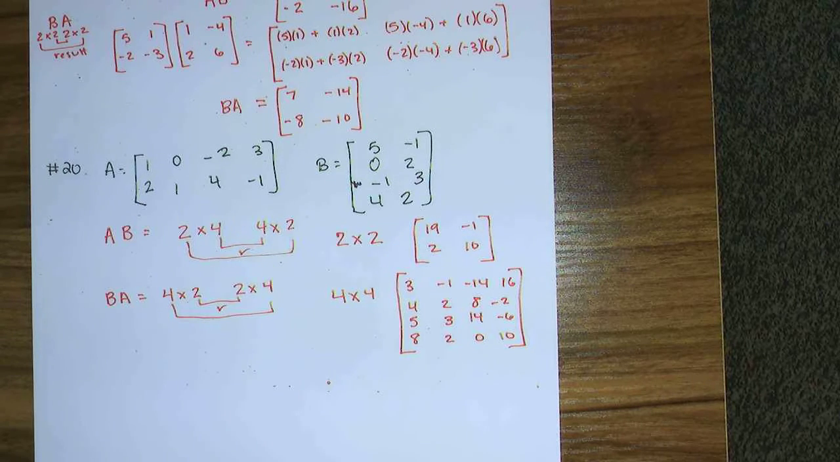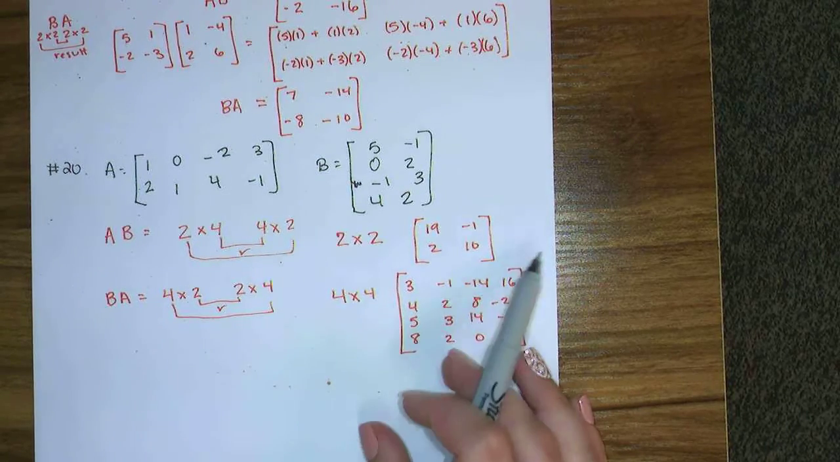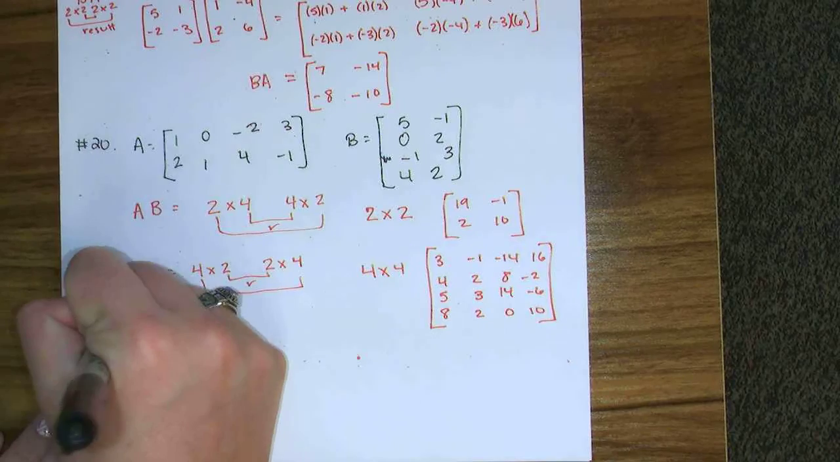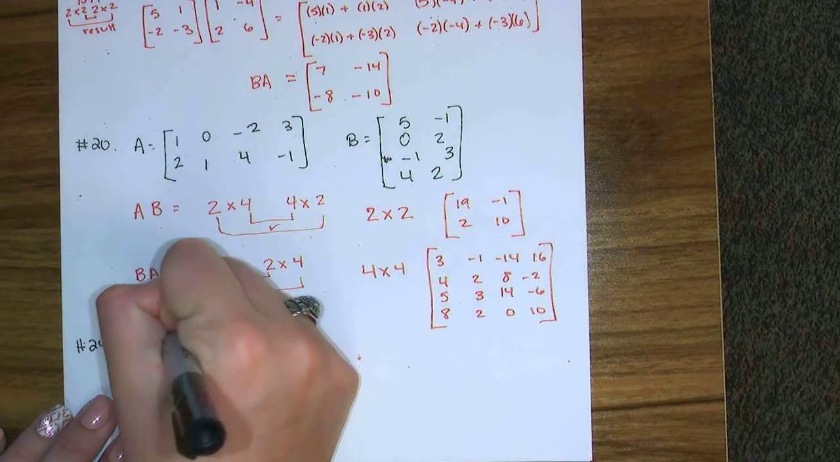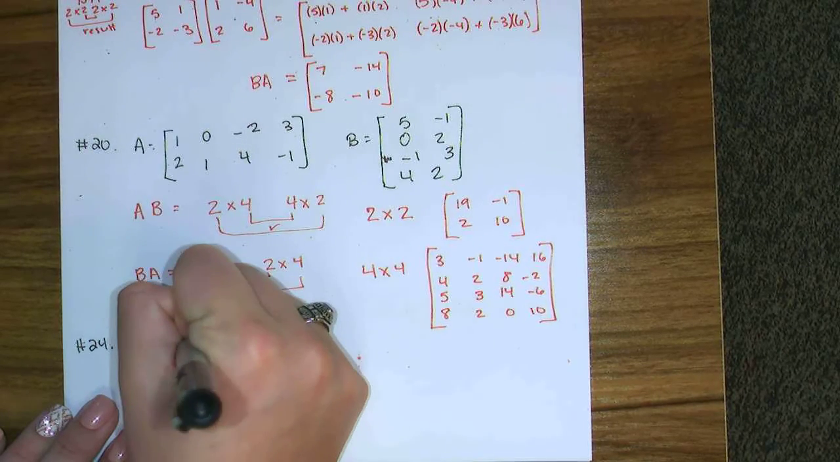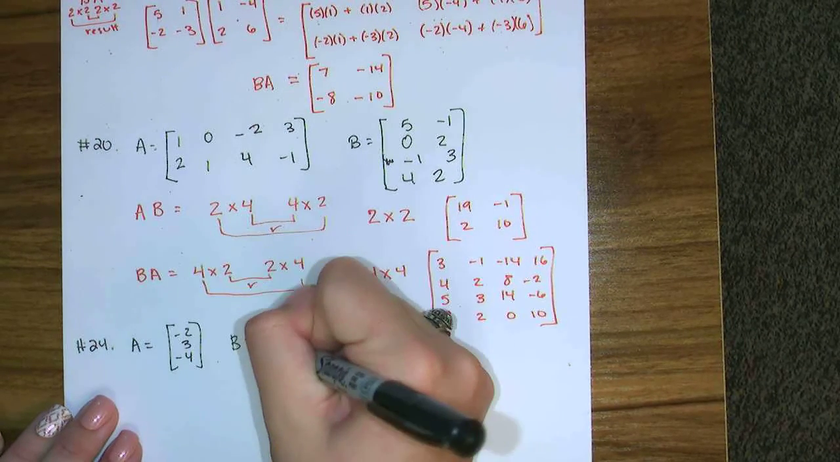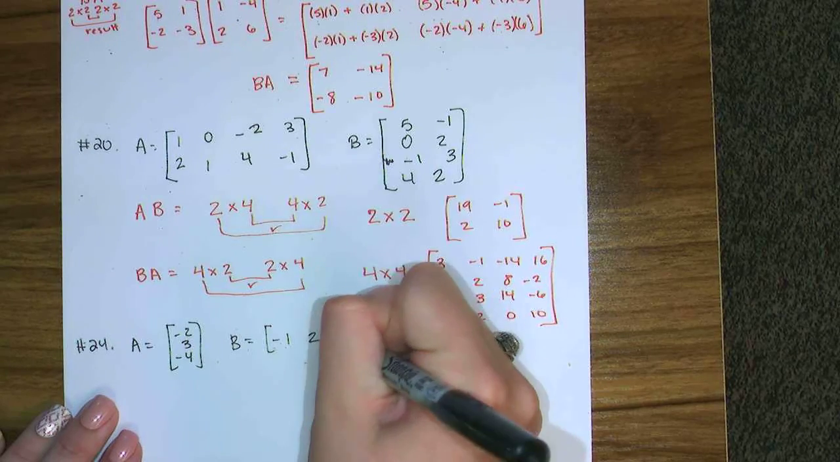So then we're going to jump down and do 24. We're going to skip 22 because that one would follow the same process, and they're both 3 by 3. So for 24, we have A is equal to negative 2, 3, negative 4, and B is negative 1, 2, and 4.